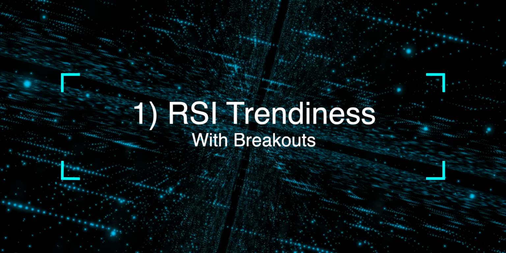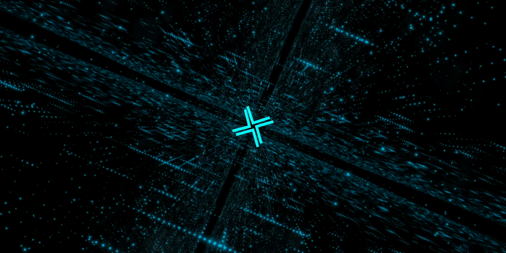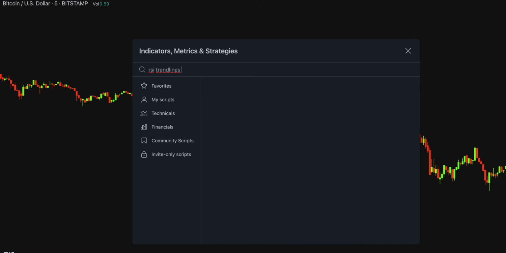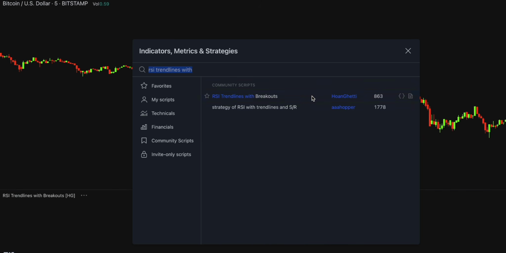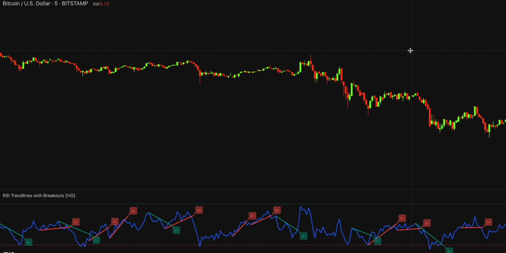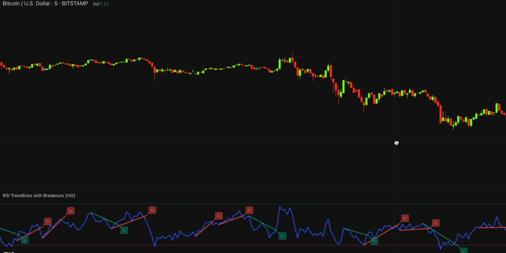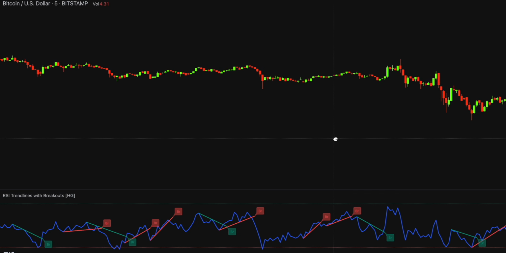Finally, we got to the last indicator. This one is called RSI Trend Lines with Breakouts by Getty. This is an advanced tool that attempts to provide traders with a visual aid for finding breakouts on the RSI. This script uses its own pivot-based system that checks for real-time swing levels and triggers a new pivot event after every dip or a new all-time high.